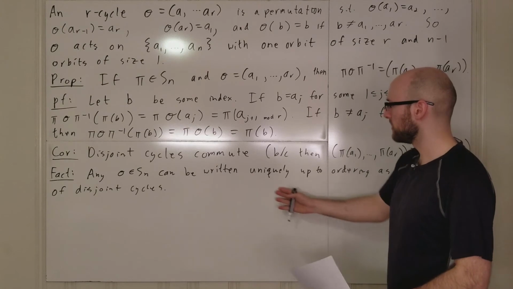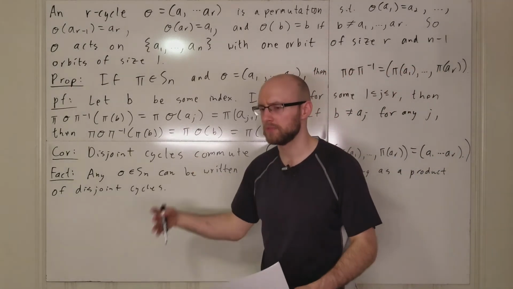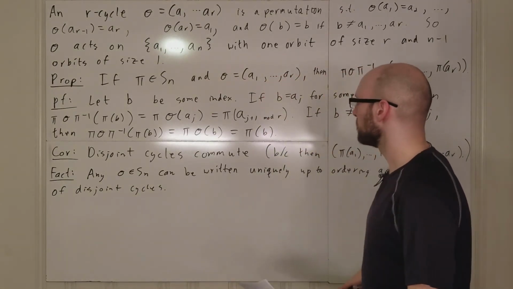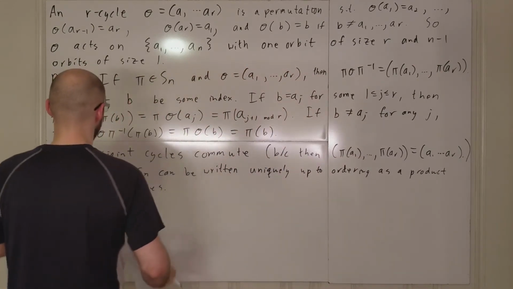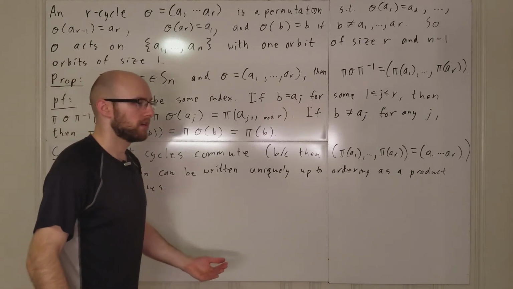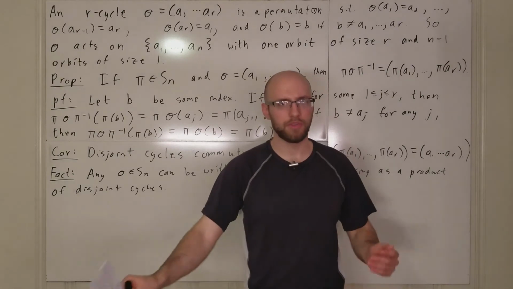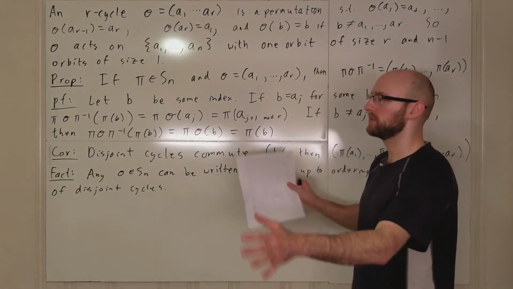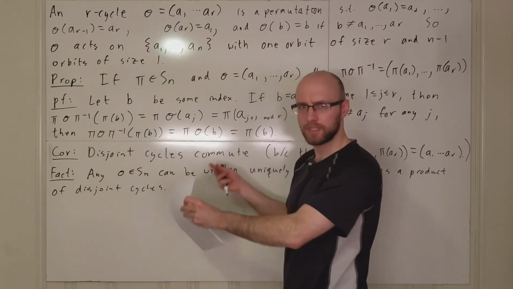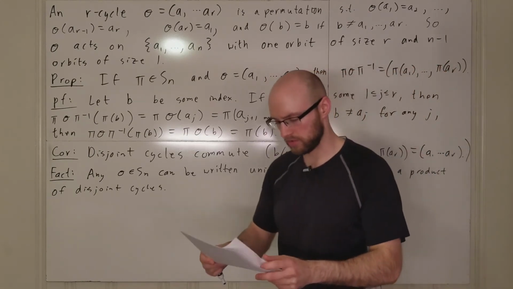And so there's no way that you could possibly find another way of writing a sigma in Sn which is distinct from the way that you would get it in the process I described. The only possible changes that could happen is maybe the cycles themselves are in different orders, or maybe the indices in each cycle might be in different orders. In either case, it's basically the same permutation.